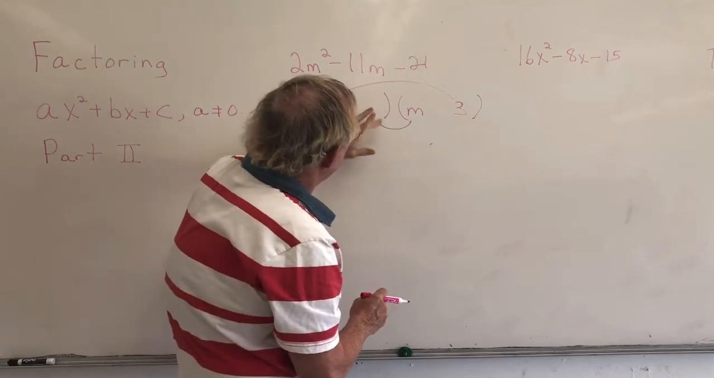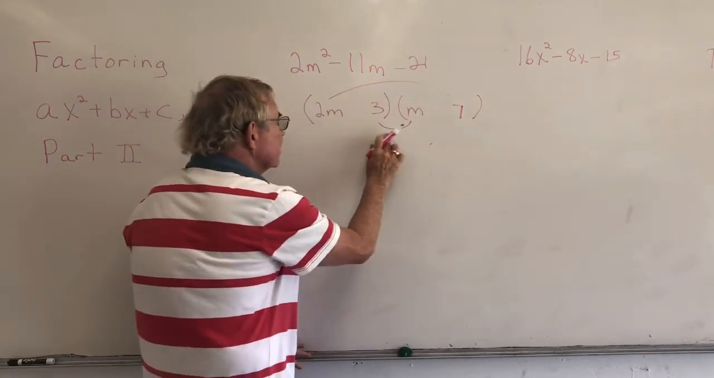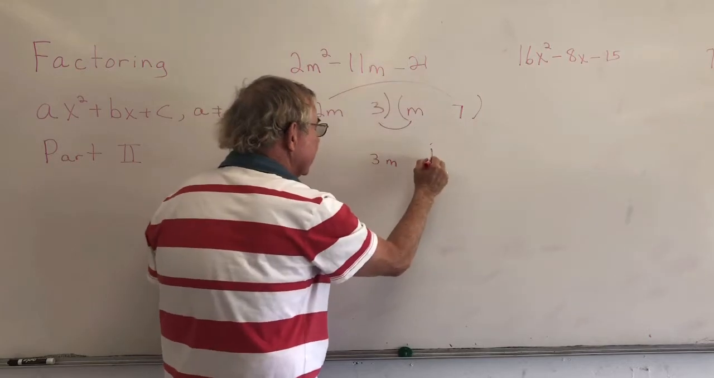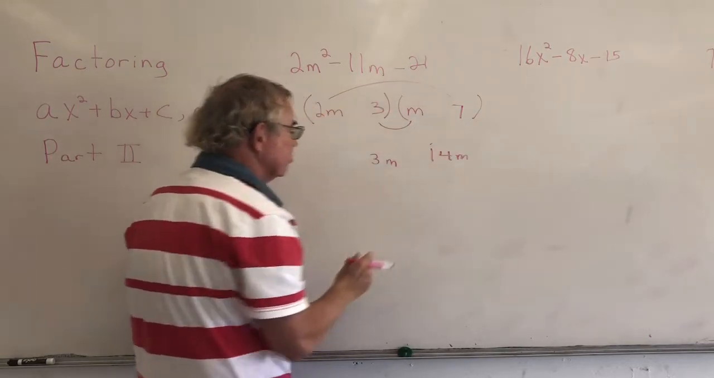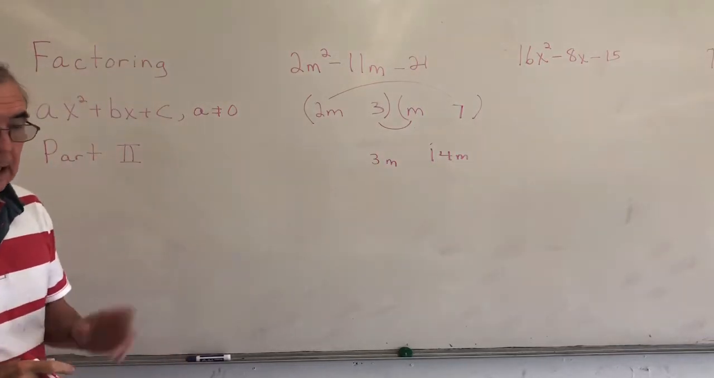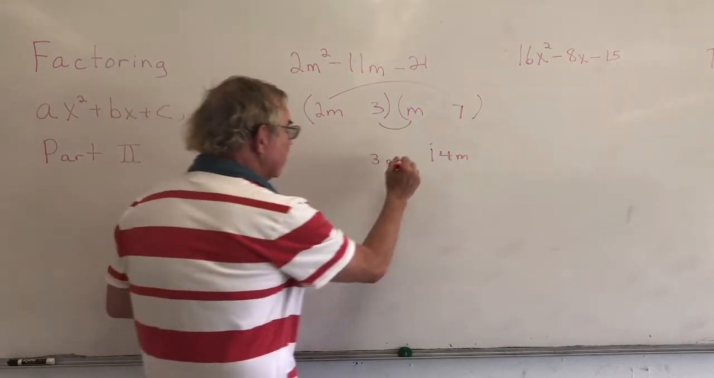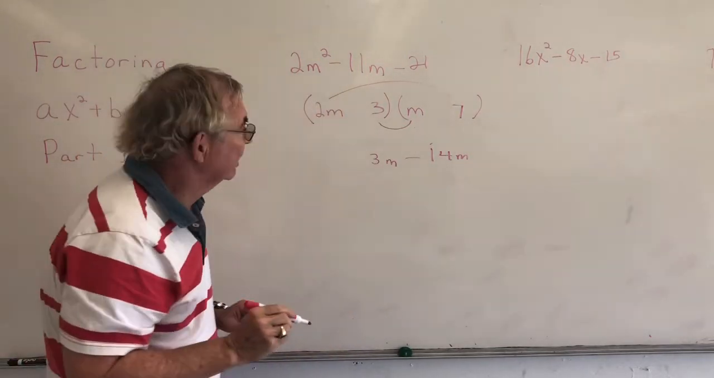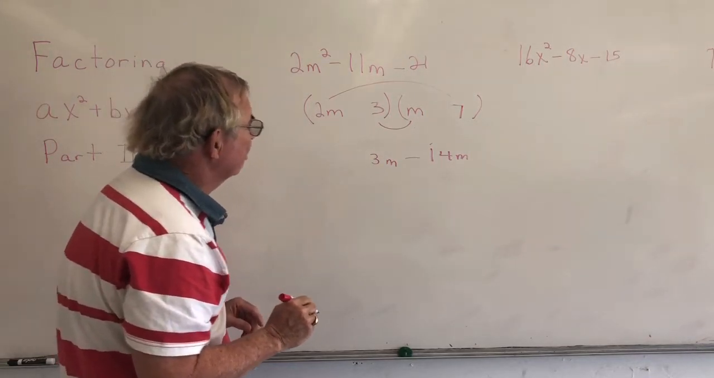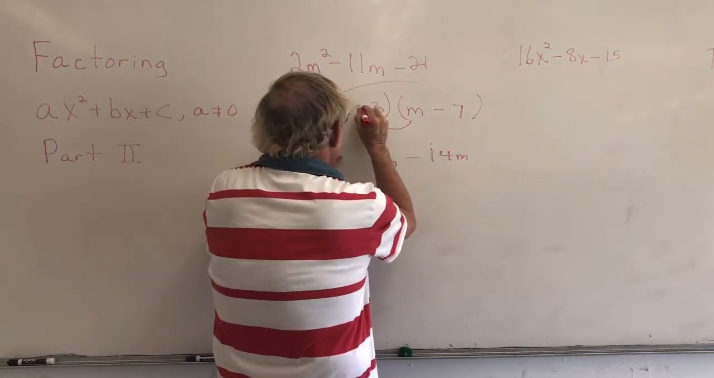So let's switch them around. 3 and 7. Now this is going to give you 3m, and this is going to give you 14m. Now if you subtract 14 and 3, you either get 11 or negative 11. Ah, negative 11. That's what we need. And here's how we can get it. So you say, all right, that'll give us negative 11. So we need this one here to be the negative, and this one here to be the positive.